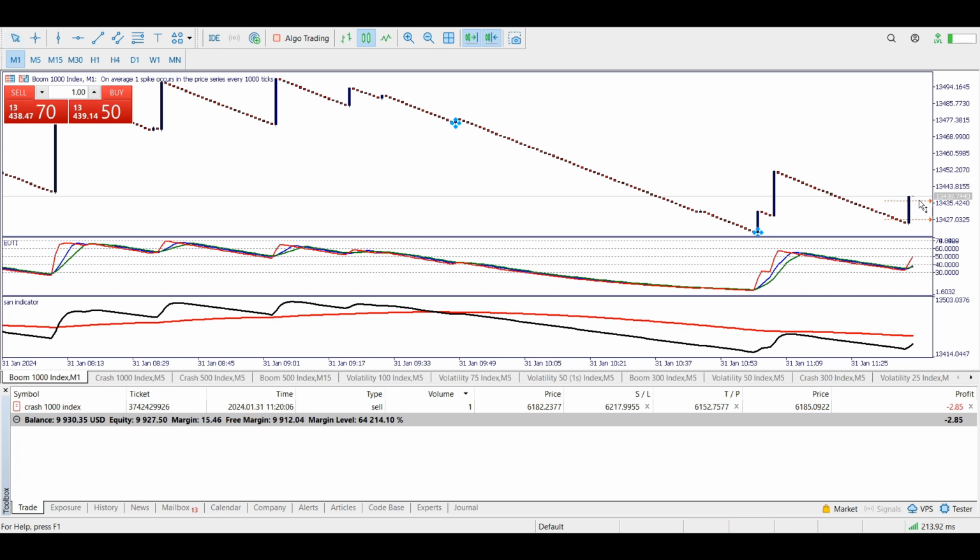Right, you can see that our boom 1000 has given us a spike there. It means that we are now getting there. It's now getting ready, warming up also to pay us, right? So let us keep watching. Yeah, let us keep monitoring it. We can also watch our crash 1000. Yes, that's a spike. It's also now in profit.